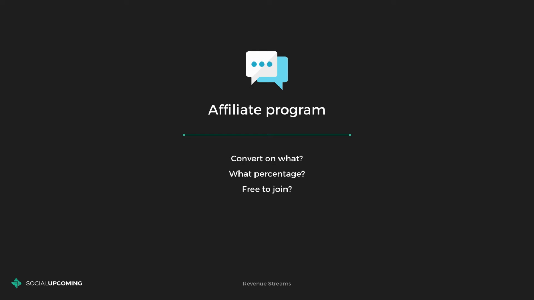And as mentioned, at Social Upcoming we have 50% commission. And if you don't know where you can find the affiliate program, if you scroll to the top, in the menu you should see affiliate. And you should also see it on the dashboard.